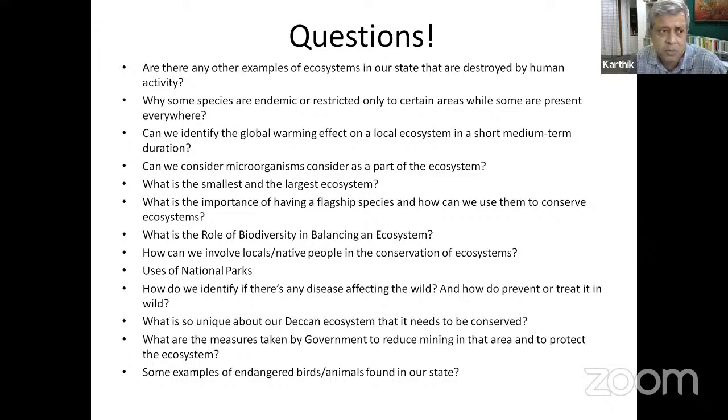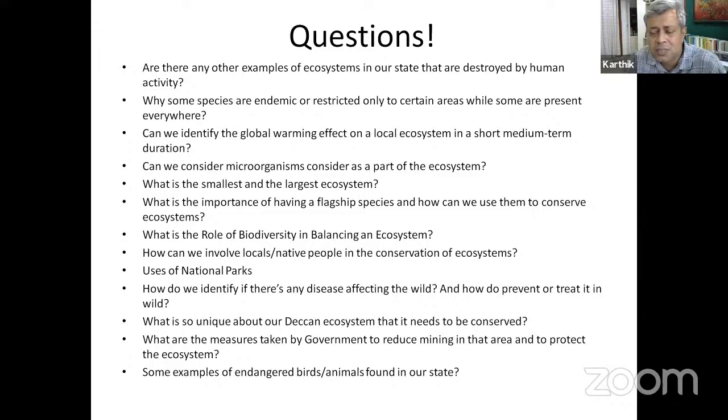They are part of the ecosystem. In fact, we cannot live without microorganisms as humans. They perform very important functions in our body, like our microorganisms in our gut. If they don't exist, we don't exist. So therefore, microorganisms are part of the ecosystem and they serve very important function.